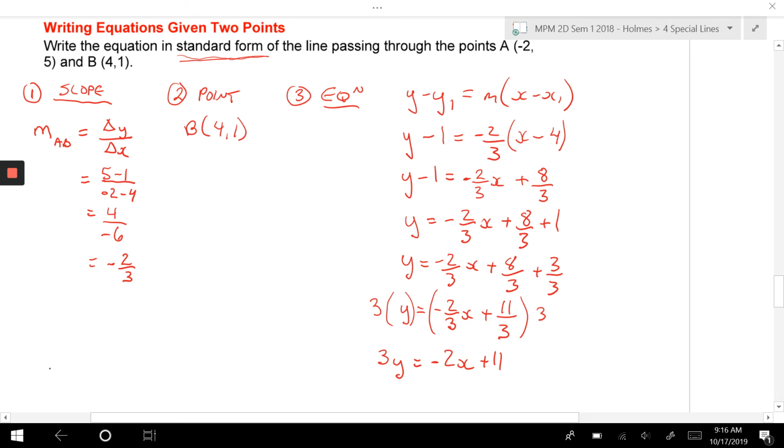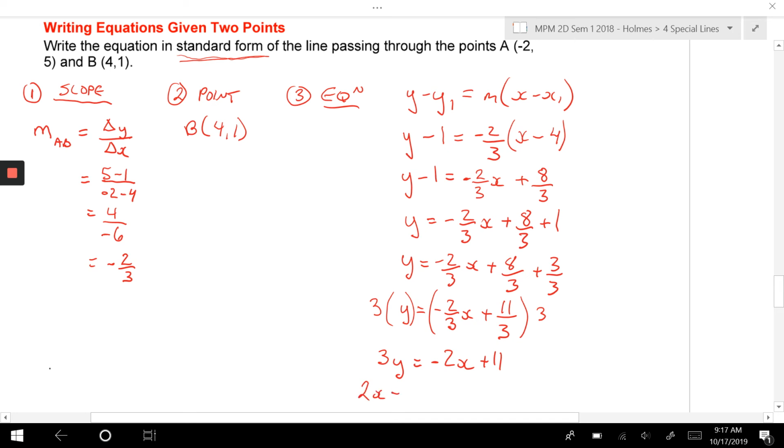And now I need to rearrange my equation so everything becomes equal to 0. I know that I can't have a negative value in front of my x. So I could subtract 3y from both sides, but instead I'm going to add 2x to both sides. So add 2x to both sides.